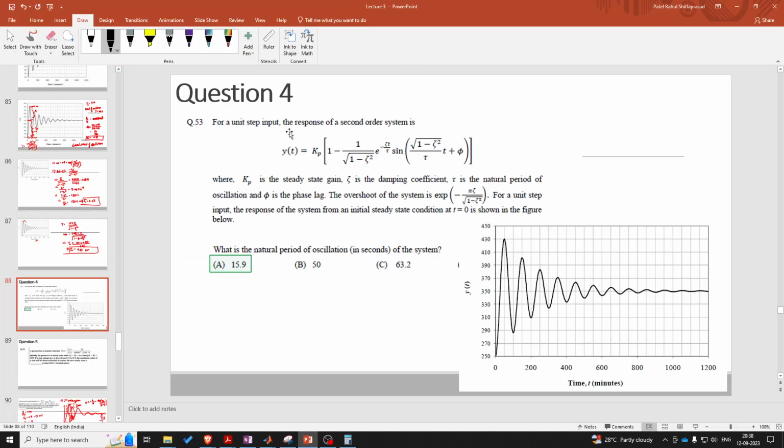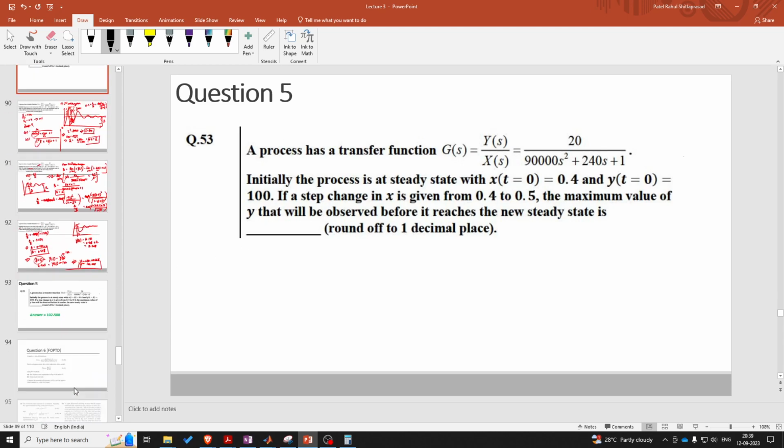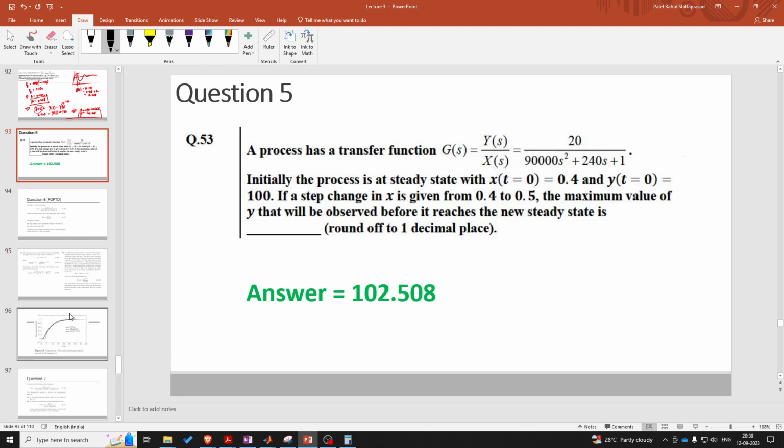So I hope the solution of this question number 4 is clear to you. If not, I can just discuss it again, or else we can try. So I think right now we are having 20 minutes remaining. So we can try solving questions related to other topics.